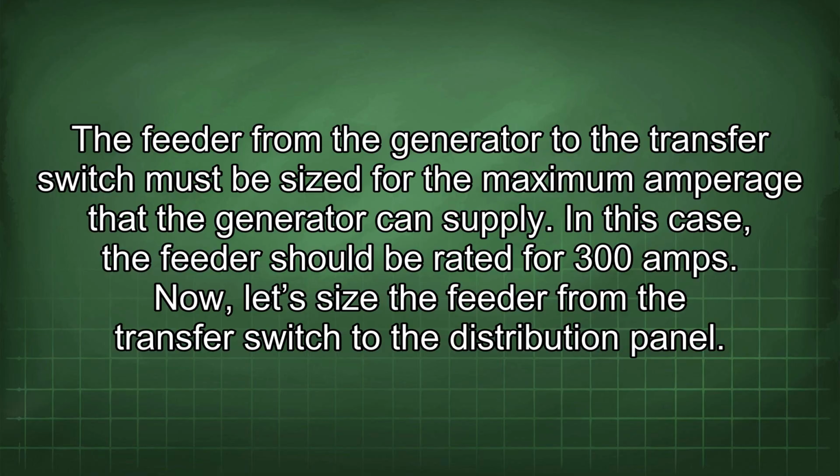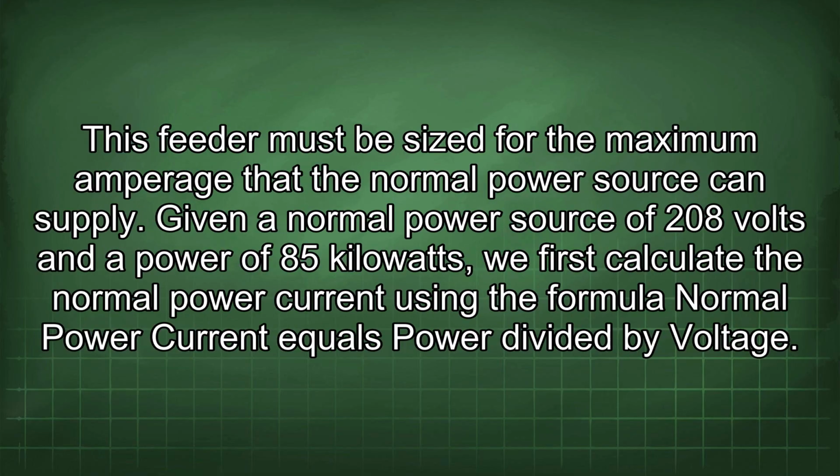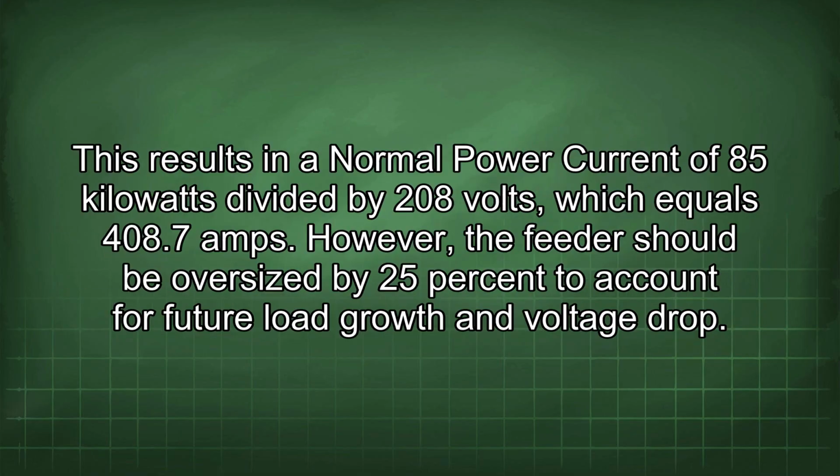Now, let's size the feeder from the transfer switch to the distribution panel. This feeder must be sized for the maximum amperage that the normal power source can supply. Given a normal power source of 208 volts and a power of 85 kilowatts, we first calculate the normal power current using the formula: normal power current equals power divided by voltage. This results in a normal power current of 85 kilowatts divided by 208 volts, which equals 408.7 amps.